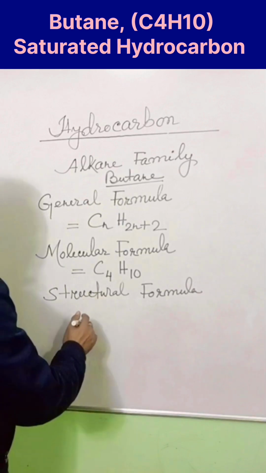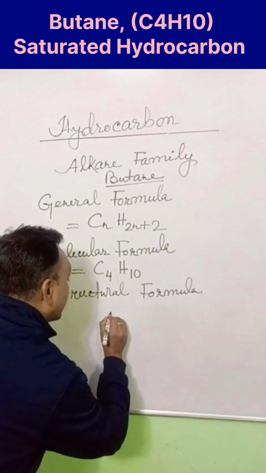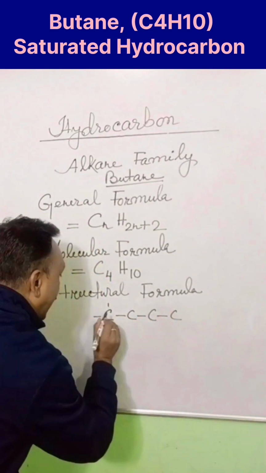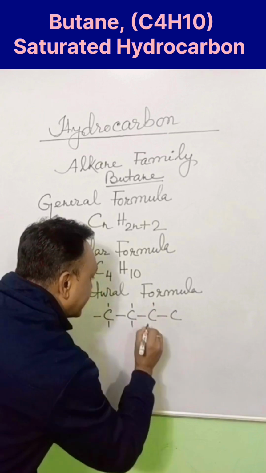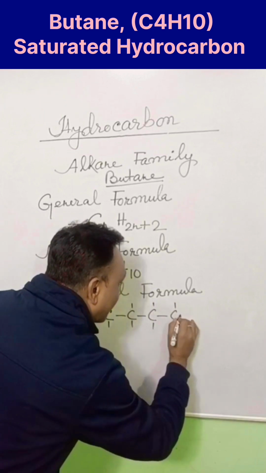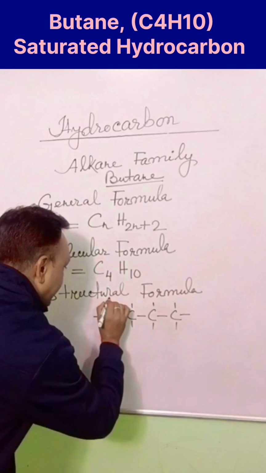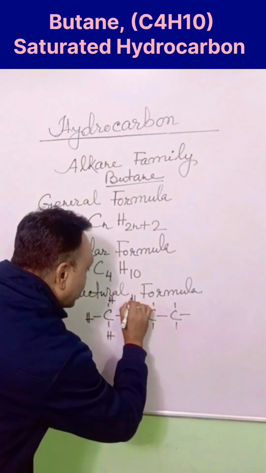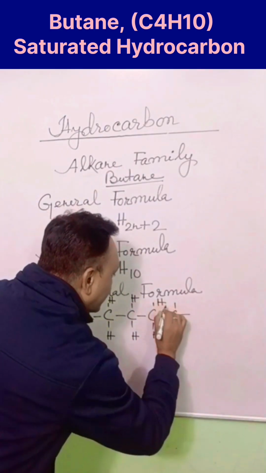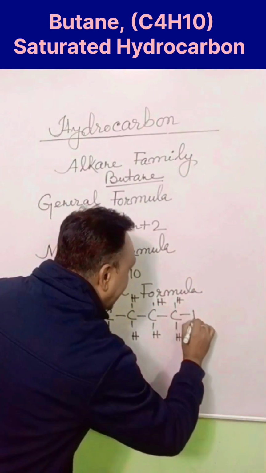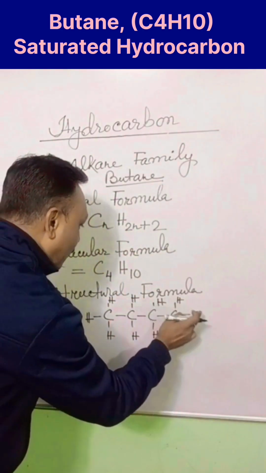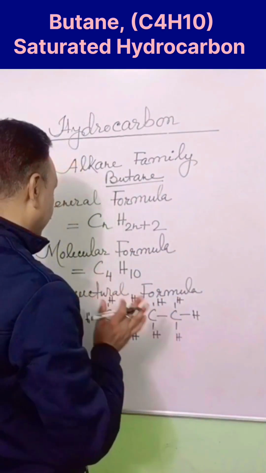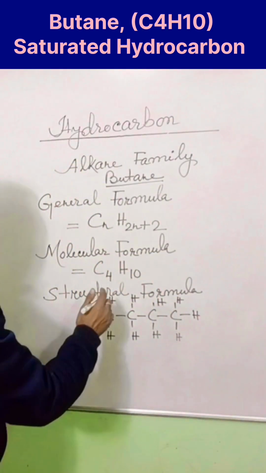Now we'll draw the structural formula. Since there are 4 carbons, so 1, 2, 3, 4. The first carbon holds 3 hydrogens, the next holds 2 hydrogens, the next holds 2 hydrogens, and the last carbon will hold 3 hydrogens. So these are all filled up by hydrogen. So there will be altogether 10 hydrogens, 1, 2, 3, 4, 5, 6, 7, 8, 9, 10 hydrogens and 1, 2, 3, 4 carbons. So this is the structural formula of butane.